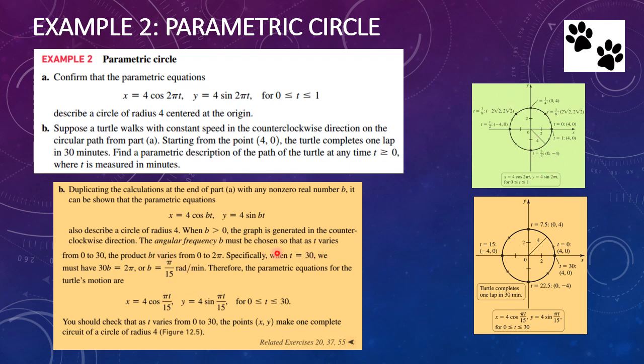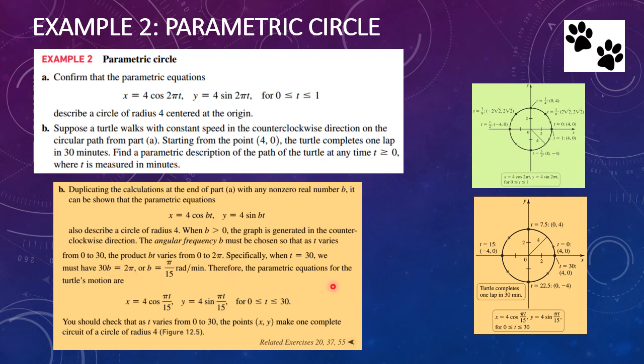The angular frequency must be chosen so that as t varies from 0 to 30, the product bt varies from 0 to 2 pi. Specifically, when t equals 30, we've completed one revolution, and so we have 30b equals 2 pi. Notice we're substituting that in there. 2 pi is one revolution, so how long does it take to get around one revolution? That's 30b. So b equals pi over 15. Let me solve for b here.